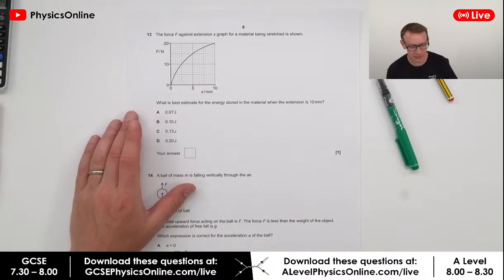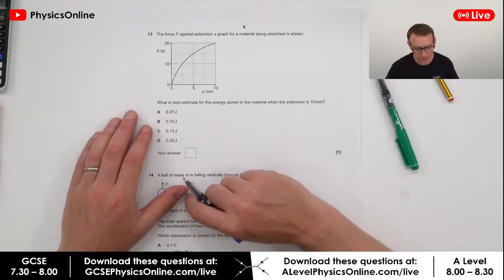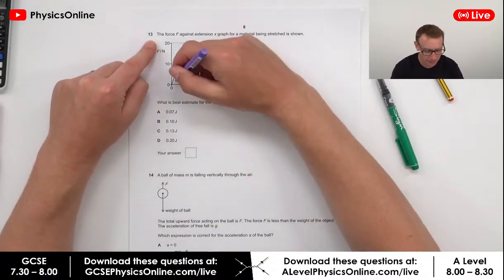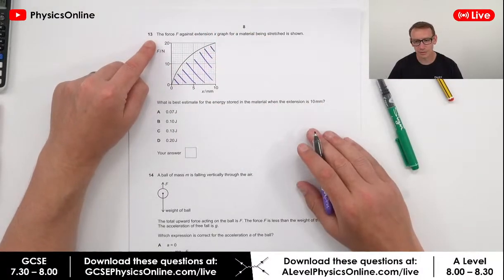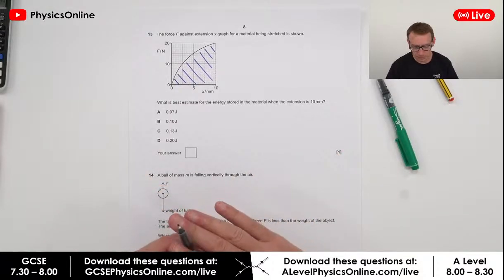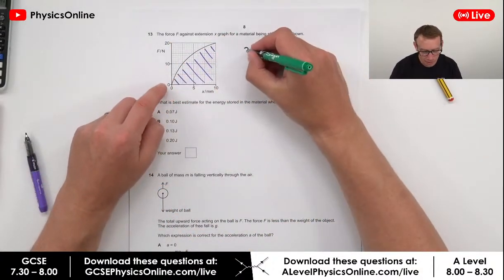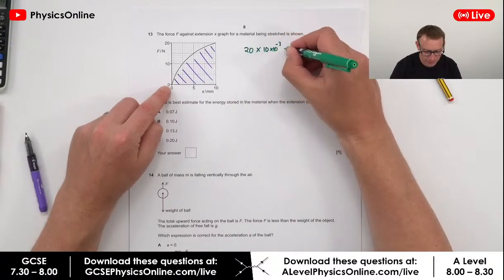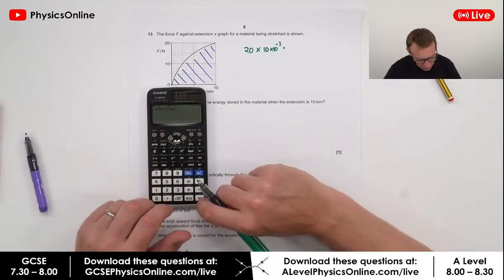Here we have the force against extension graph for a material being stretched. What is the best estimate for the energy stored in the material when the extension is 10 millimeters? So here we have force times distance, and therefore the area underneath that line is going to be equal to the energy stored. Now, if we were to look at the total area of that square, that would be a force of 20 times 10 times 10 to the minus 3.